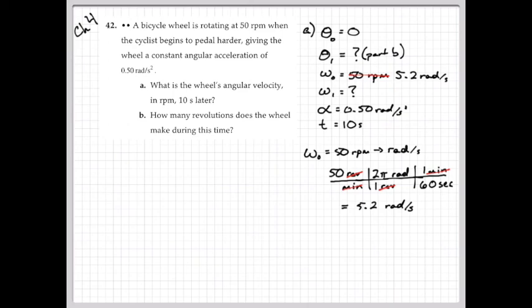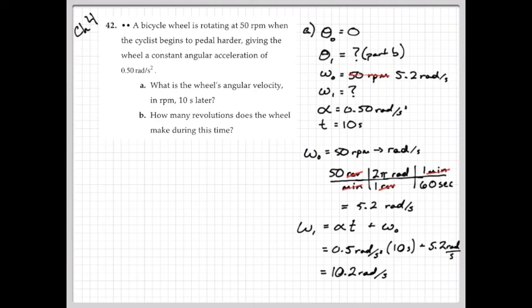Okay, so to start the problem out, we're going to pick a kinematic equation that's working for our variable list. The easiest one would be angular velocity is equal to angular acceleration times time plus the initial angular velocity. And we plug in our numbers. Okay, easy enough. And then we calculate this out. You're going to get 10.2 radians per second. Okay, and that's the answer.